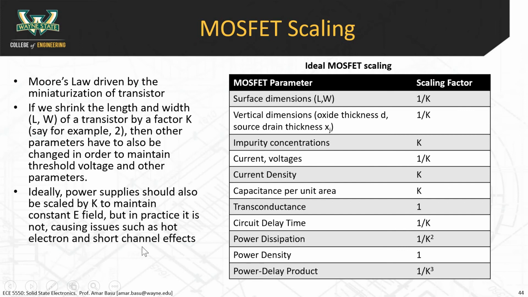Ideally, the power supplies should also be scaled by K in order to maintain a constant electric field. The electric field is equal to the voltage divided by the thickness of the oxide, right? You're making the oxide thickness smaller, and if you maintain the same voltage, your electric field in the oxide is going to go up. So ideally, what you want to do is reduce the voltage so you can keep that electric field constant, but in practice, that can't always be done.